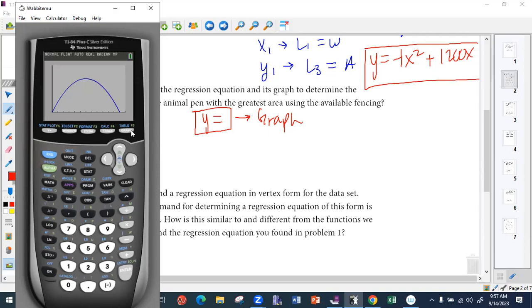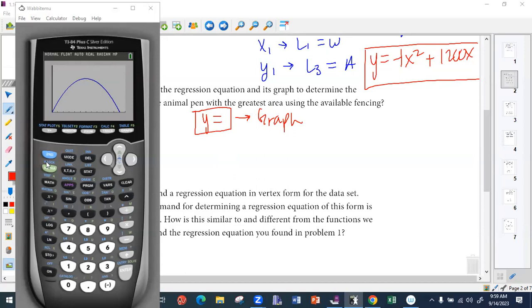Do you need me to go back to the window settings? We can tell that there's a maximum, and the question is asking, what is your greatest area, right? So the greatest area tells us that we need to find what is our maximum value. You see that? So our vertex, exactly. We need to find our vertex.